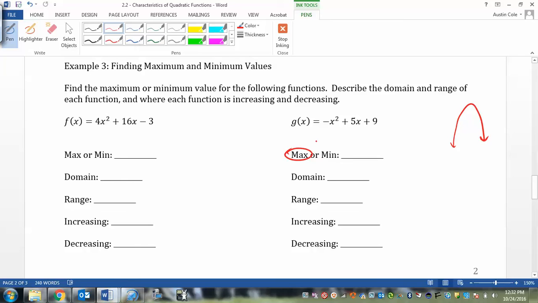Okay, now how do we find our maximum? Or minimum, but in this case it's a maximum. Hannah? It's the y value of the vertex. It's the y value of the vertex, so we need to find the vertex. How do I find a vertex of a parabola that's in standard form?